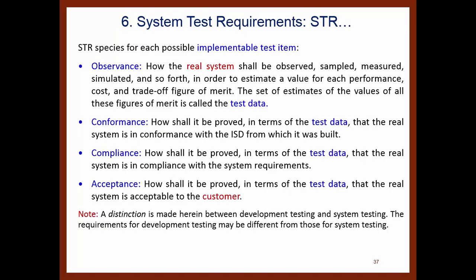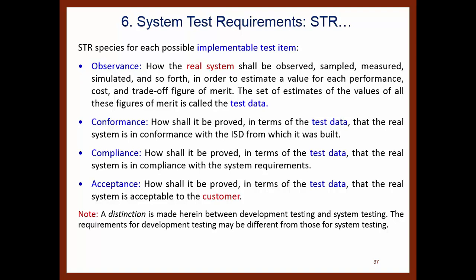This is very important too. So system test requirements, I can ask you about this in the exam. System test requirements specify for each possible implementable test item the following. First, observance. How the real system shall be observed, sampled, measured, simulated, and so forth in order to estimate a value for each performance, cost, and trade-off figure of merit. The set of estimates of the value of all these figures of merit is called the test data.